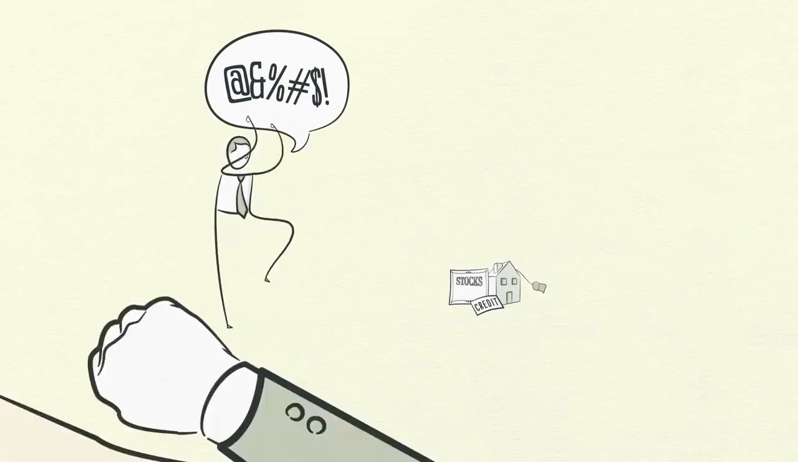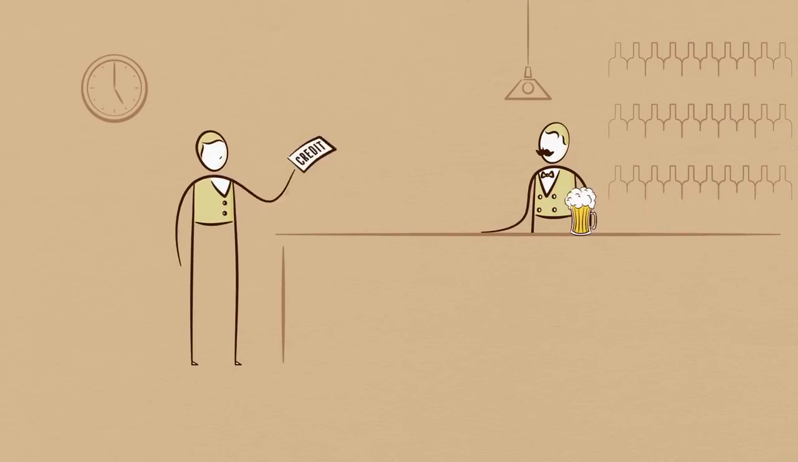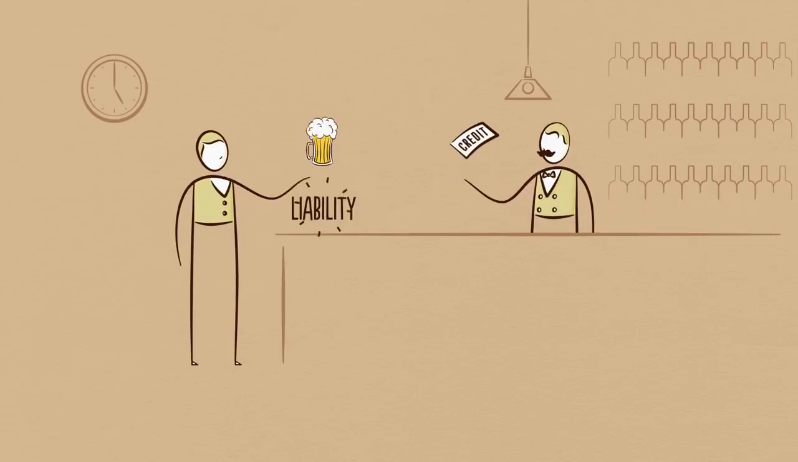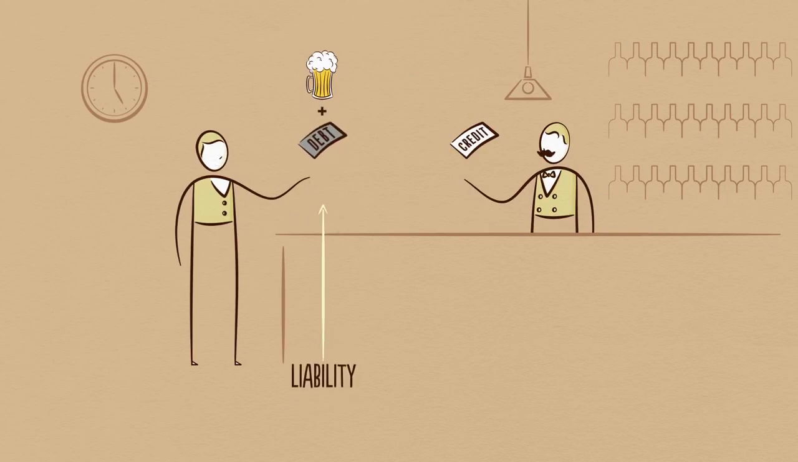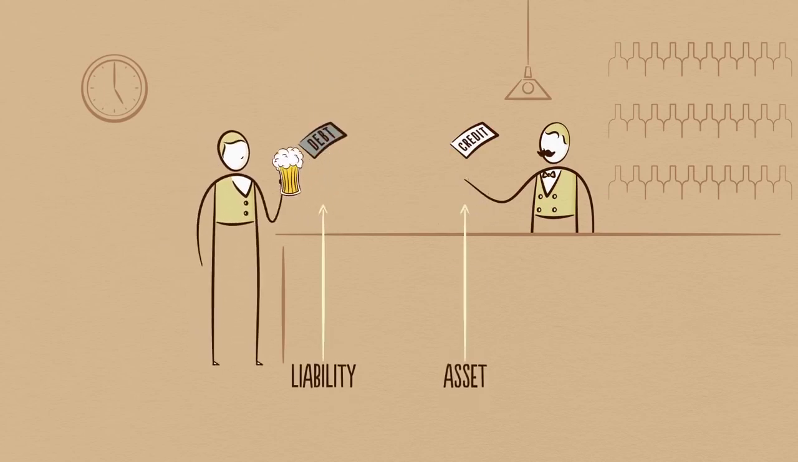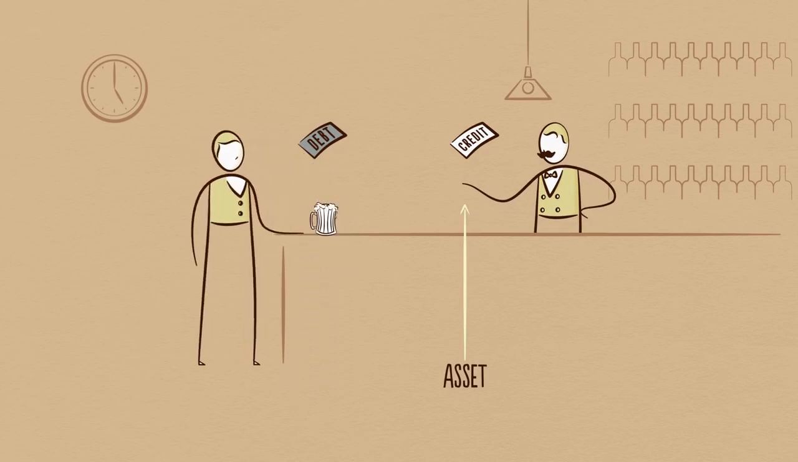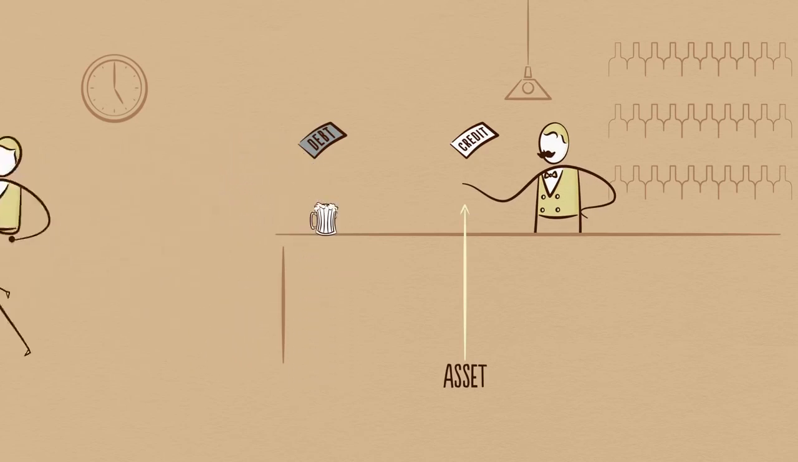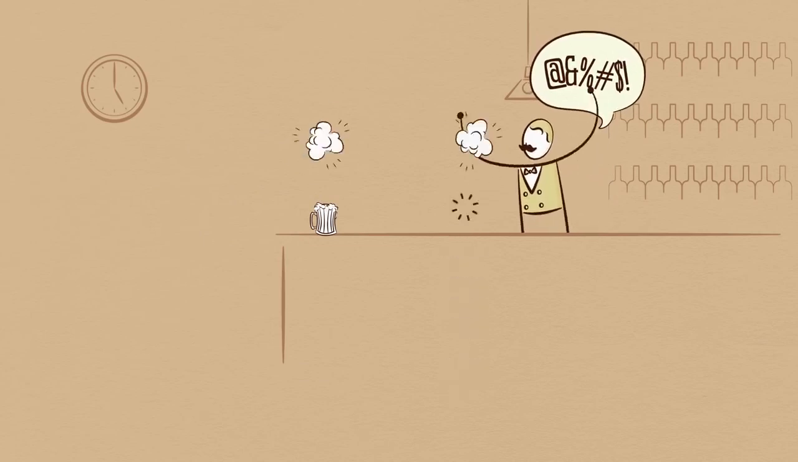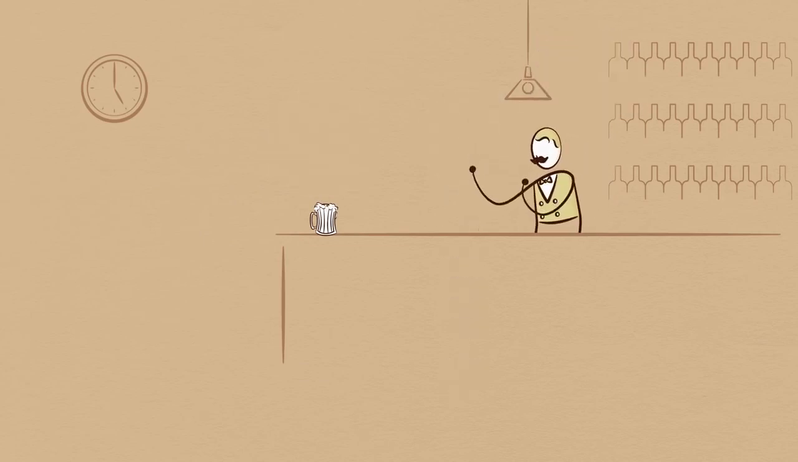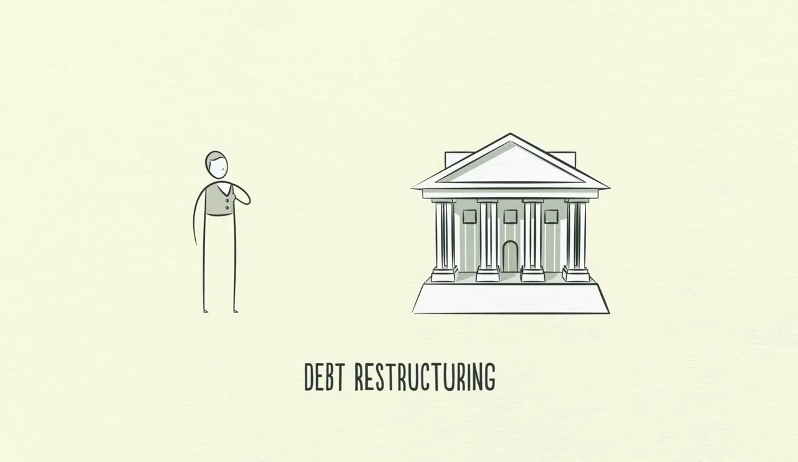Let's go back to the bar. When you bought a beer and put it on a bar tab, you promised to repay the bartender. Your promise became an asset of the bartender. But if you break your promise, if you don't pay him back and essentially default on your bar tab, then the asset he has isn't really worth anything. It has basically disappeared. Many lenders don't want their assets to disappear and agree to debt restructuring.